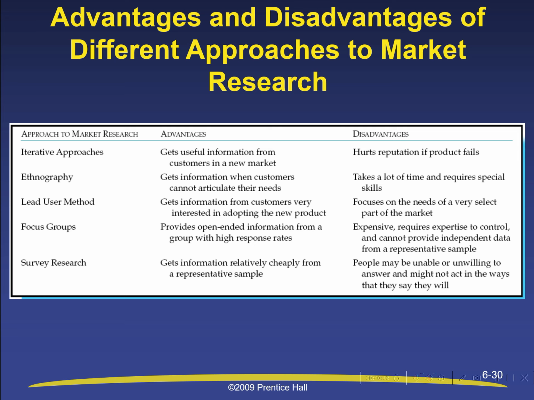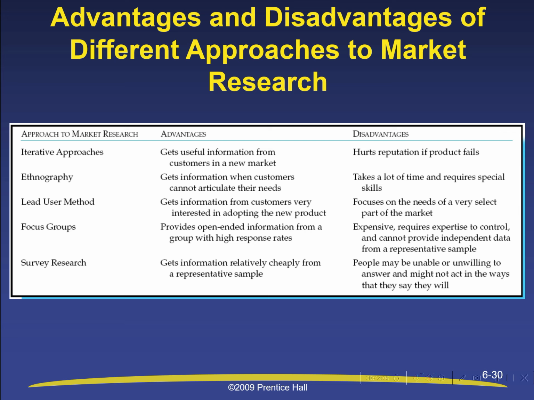The next is the lead user method. The advantage of the lead user method is that it gets information from customers interested in adopting new products, and its disadvantage is that it focuses on the needs of selected parts of the market. The next approach is focus groups, and its advantage is that it provides open-ended information from a group with high response rates. Its disadvantage is that it is expensive and requires expertise to control. It also cannot provide adequate data for a representative sample.